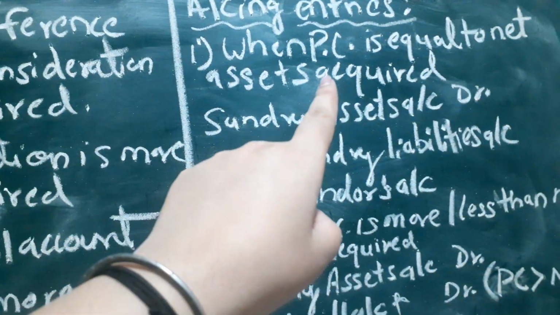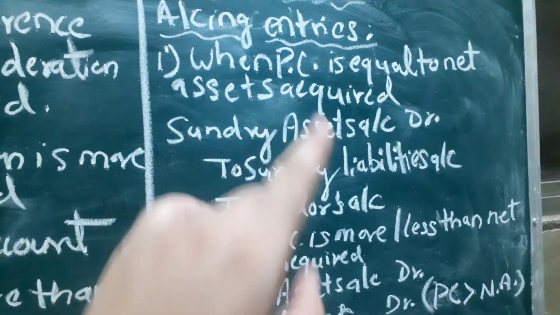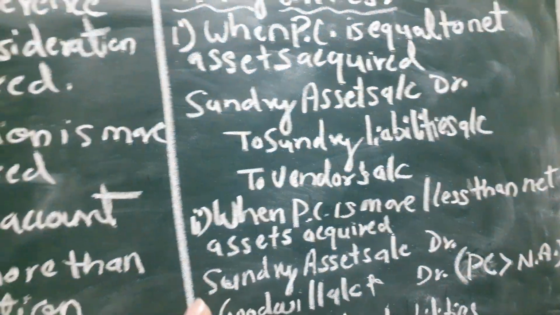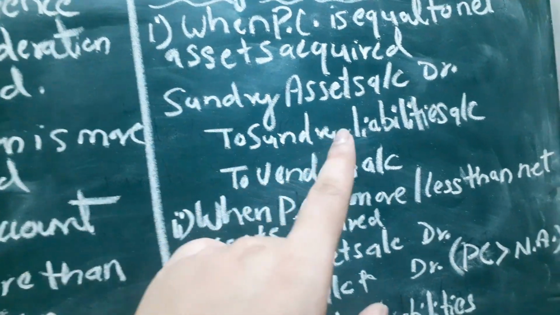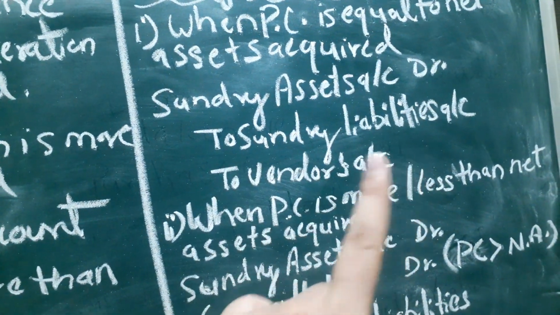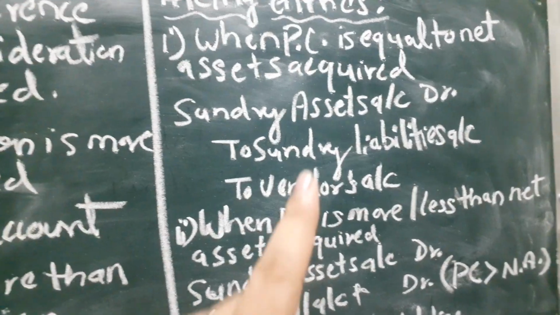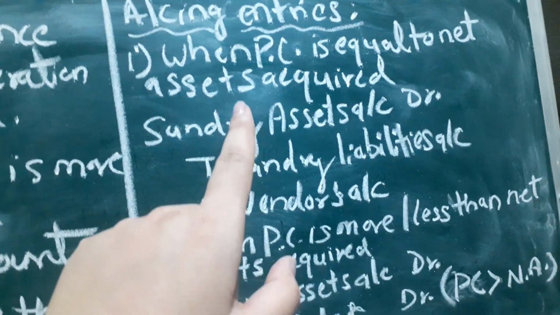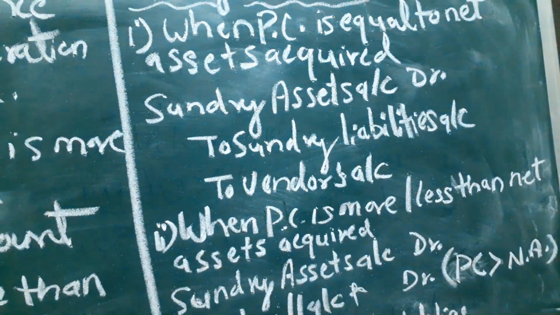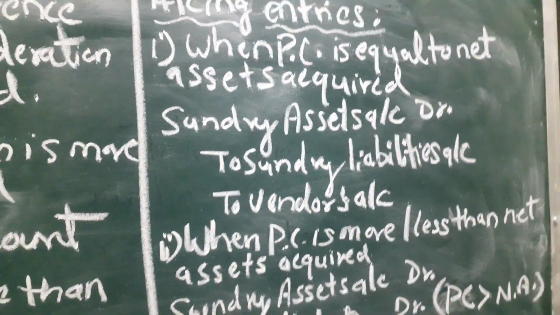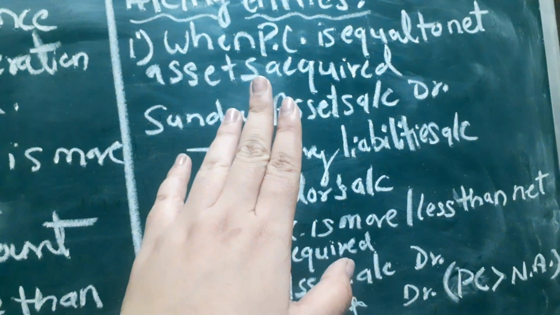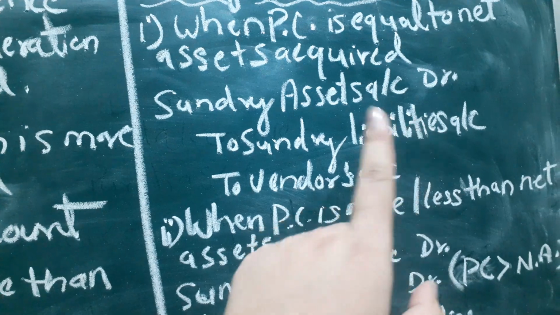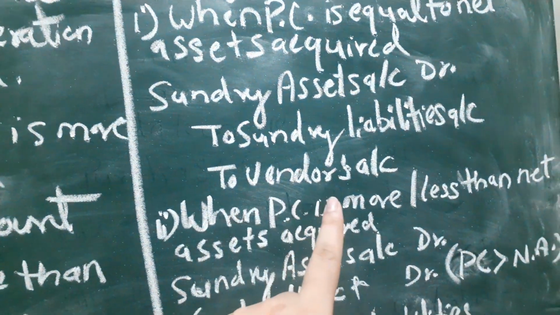When PC, here PC stands for purchase consideration, I've used a short form here. When purchase consideration is equal to the net assets acquired, the entry you have to pass is sundry assets account debited to sundry liabilities account to vendors account. This entry has to be passed when your purchase consideration is equal to the net assets. Again I am repeating, net assets is nothing but the difference between value of assets and value of liabilities. So if purchase consideration is equal to the net assets, what entry do you pass? Sundry assets account debited to sundry liabilities account to vendors account.